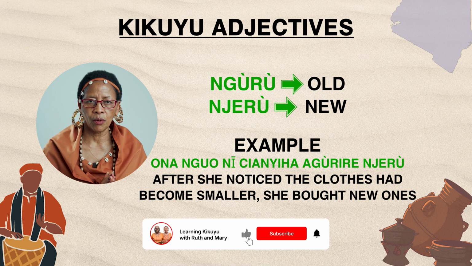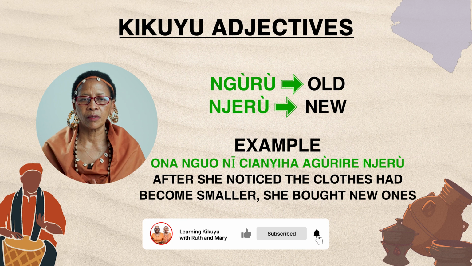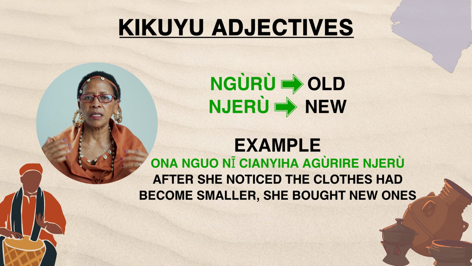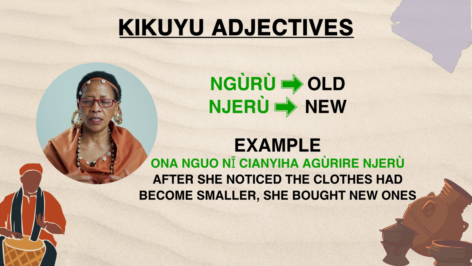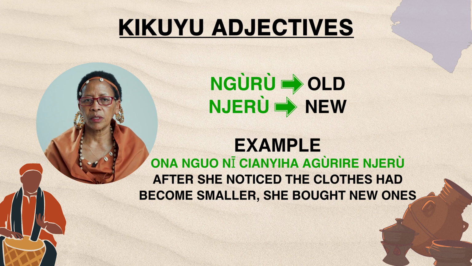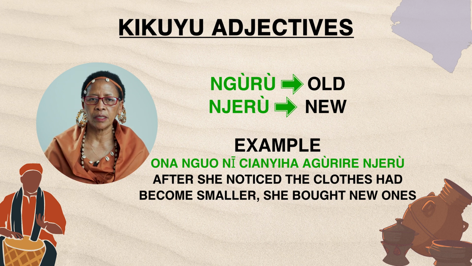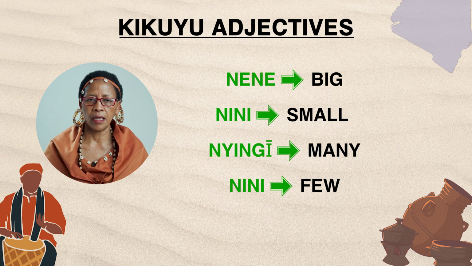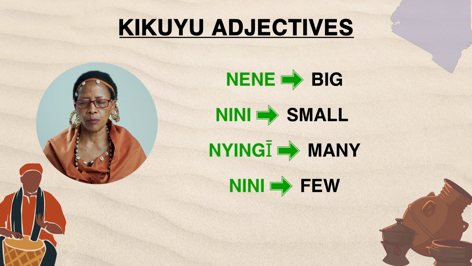Opposite of guru is jero. You can have an example like ona nguo nĩ cianyiha, agũrire jero. After she saw the clothes were smaller, she had bought new ones. Then you have big, nene, and then the opposite is nini, small.